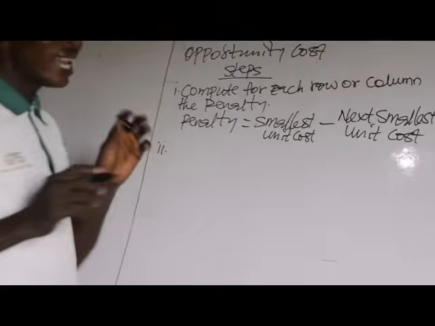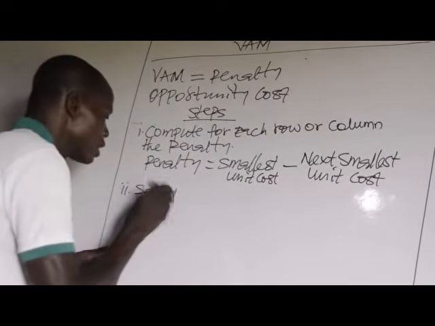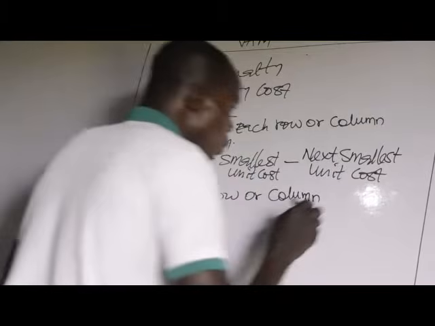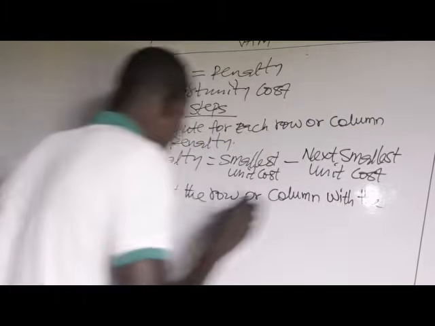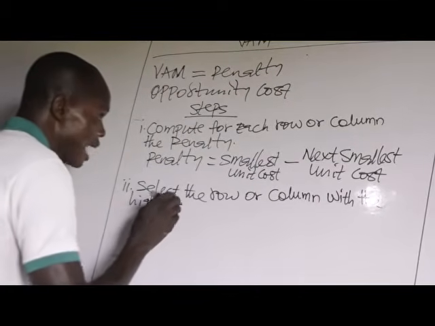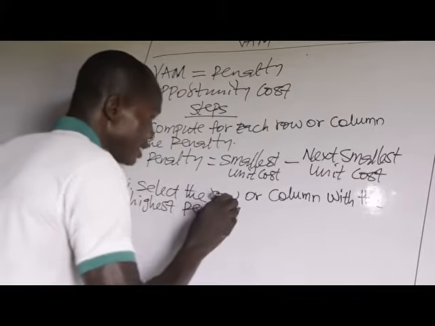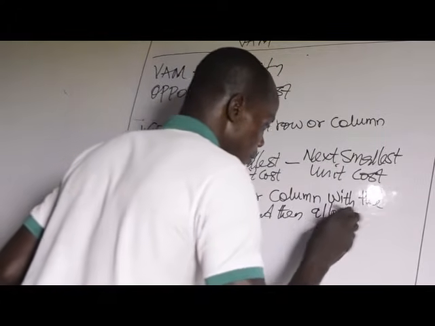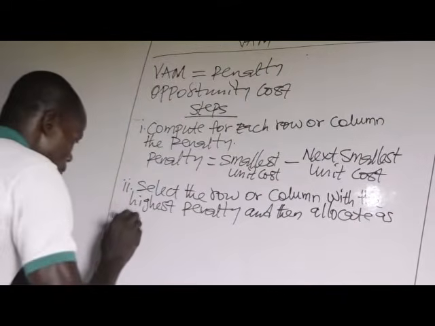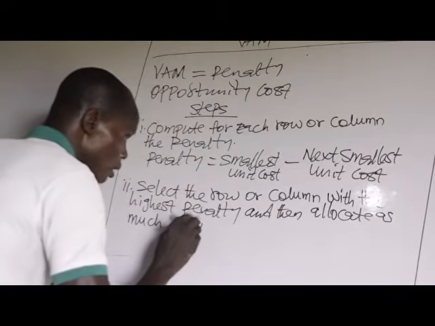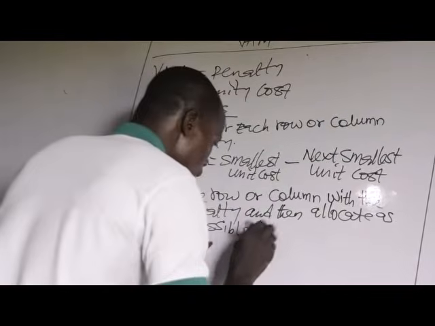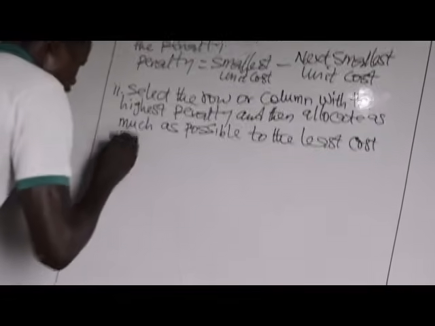Step 2. Select the row or column with the highest penalty, and then allocate as much as possible to the least cost in the selected row or column.